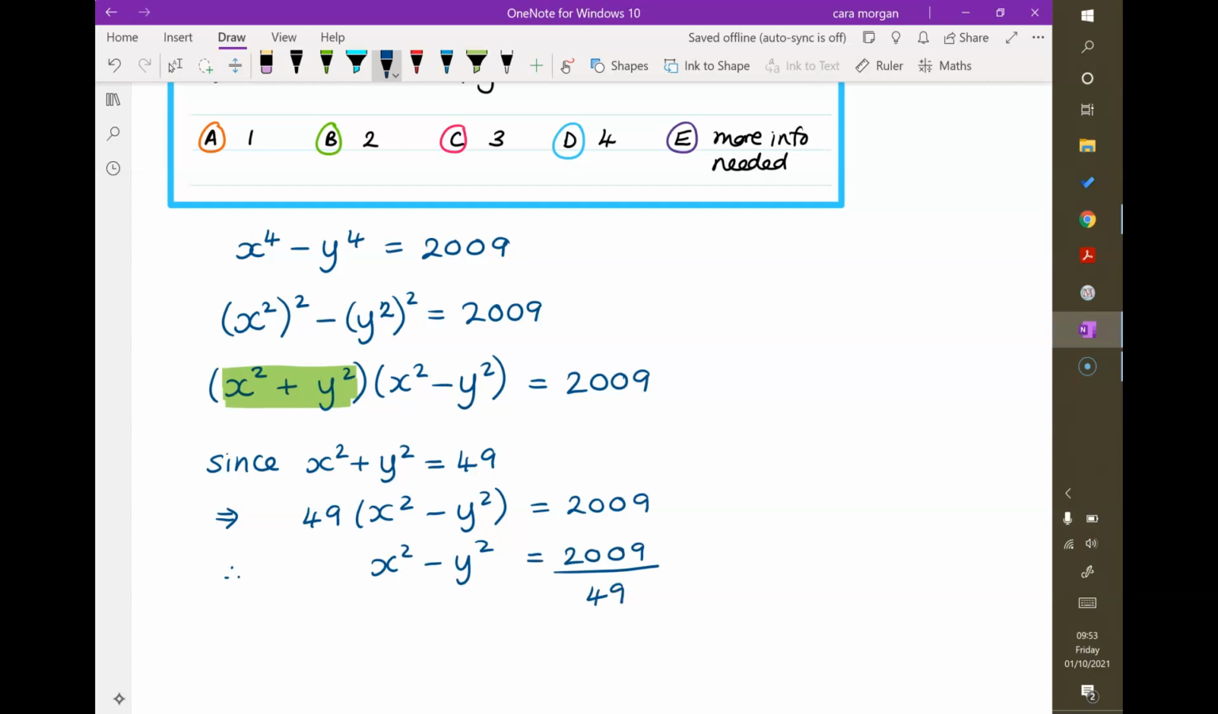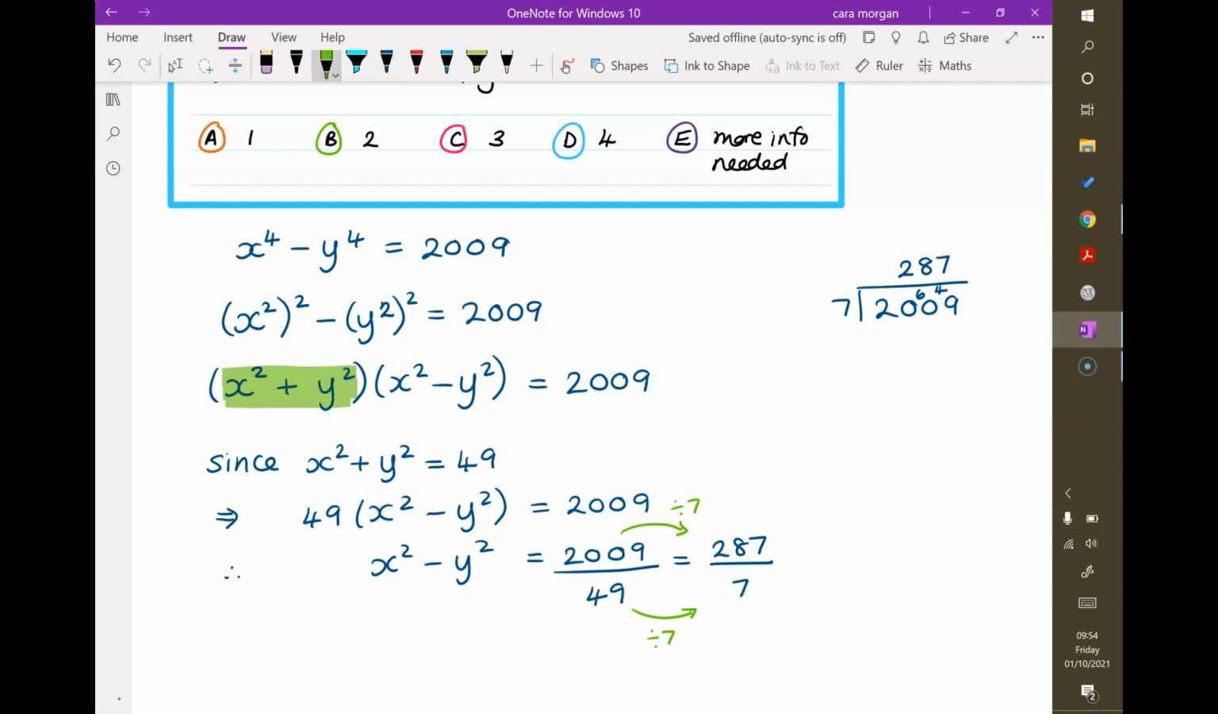Now, I don't know about you, but my 49 times table is not very good. But I've just got a hunch that maybe I could divide both of these numbers by 7. So I'm just going to try that over at the side here. I've got 2009 divided by 7. 7 goes into 20 twice, which is 14, remainder 6. And 7 eights are 56, which gives me a remainder of 0. And lo and behold, 2009 was divisible by 7. So I should have 287. 49 divided by 7 is also 7.